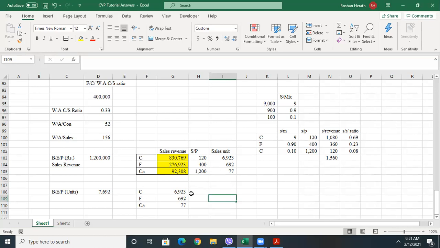This is something not expected in the question. The question only requires you to do this, but I went one step further and worked out the individual unit sales revenue and also the individual units. The question is only about the break even point sales revenue.